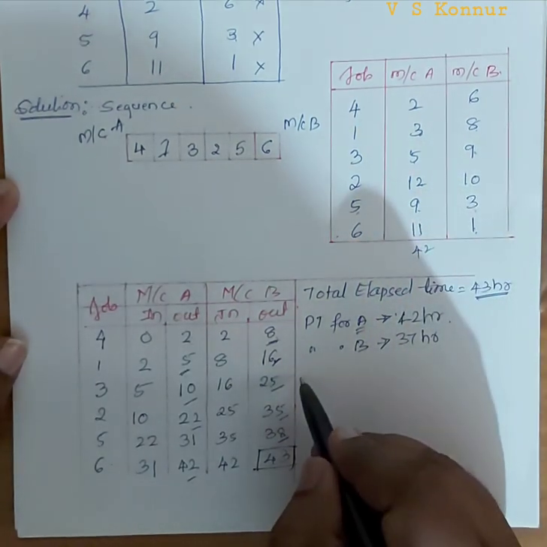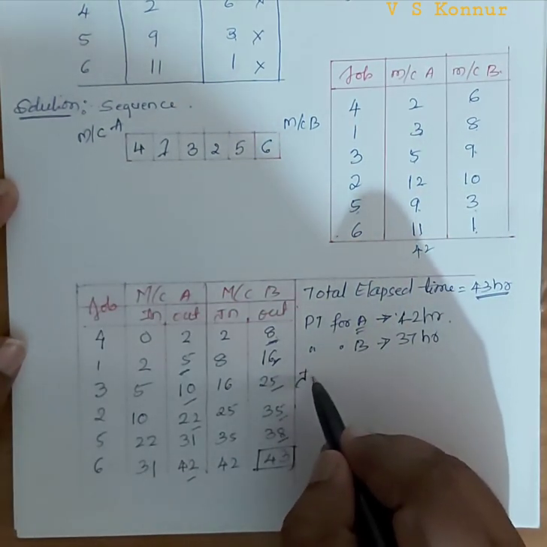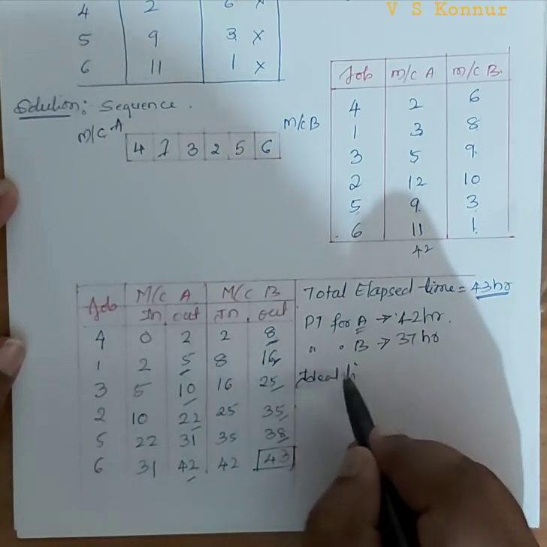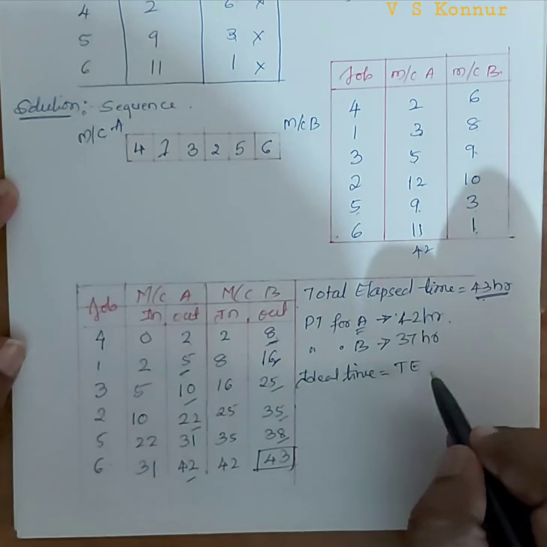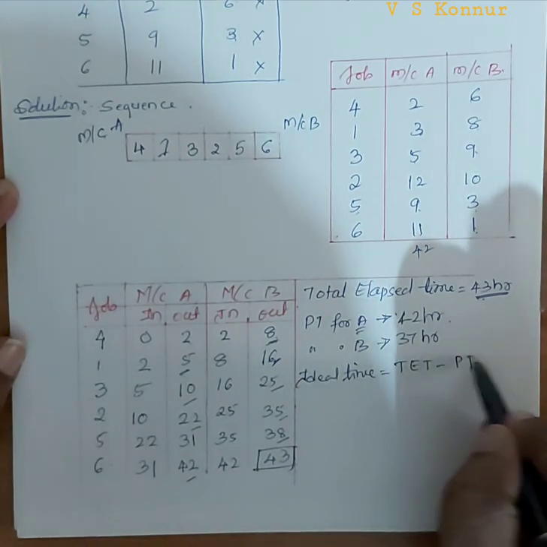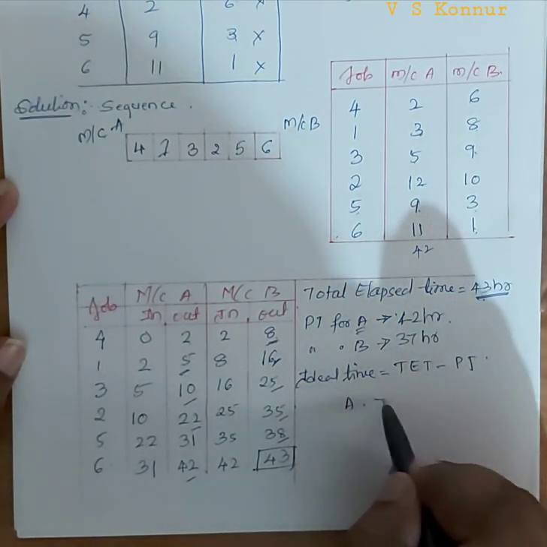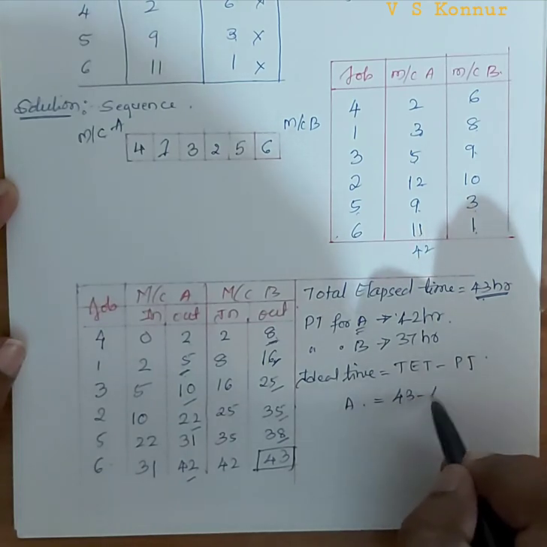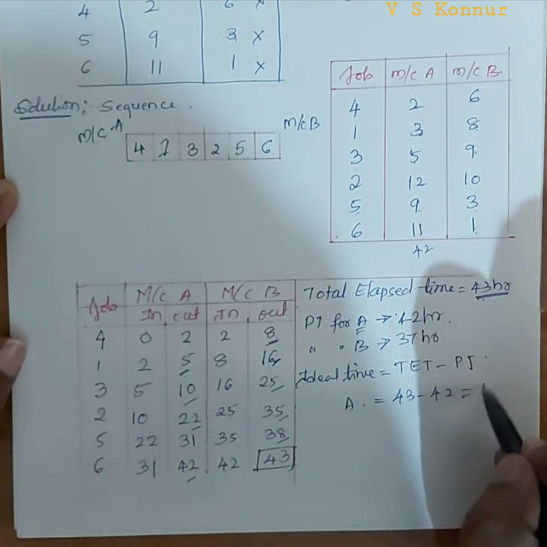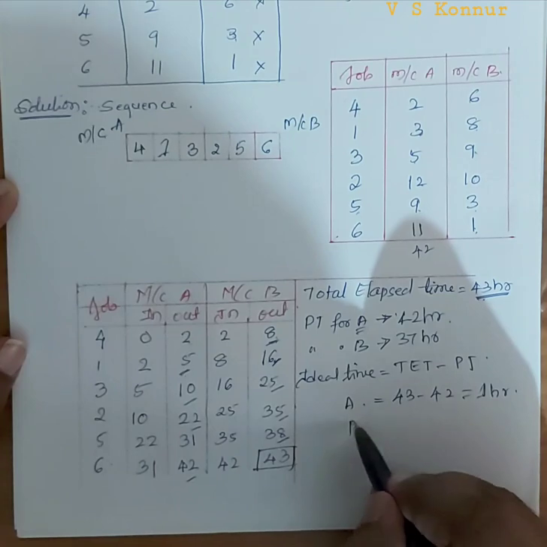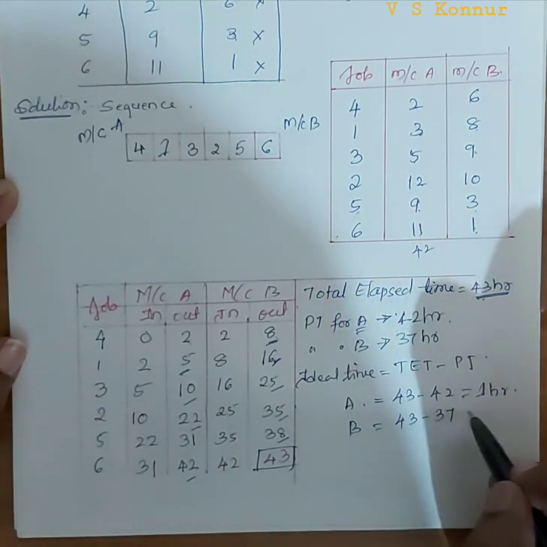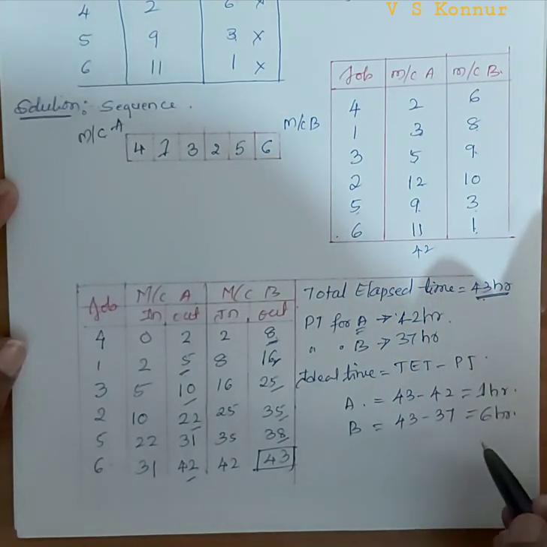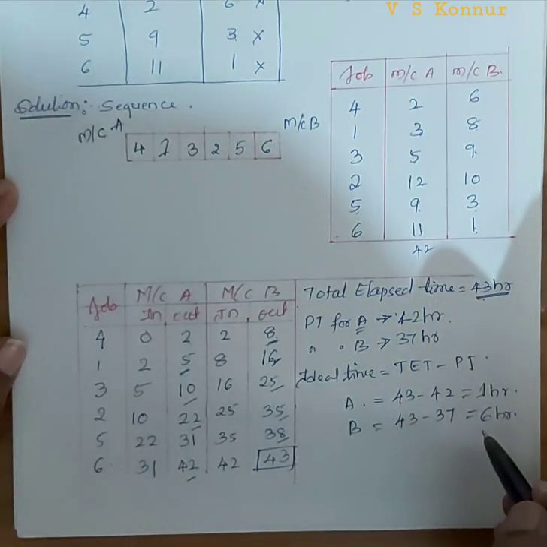Right. Now, what I asked, idle time. Idle time is calculated as total elapsed time minus processing time. For A, 43 minus 42, that is equal to 1 hour. For B, 43 minus 37, that is equal to 6 hours. 6 hours is the idle time for machine B. 1 hour is the idle time for machine A.